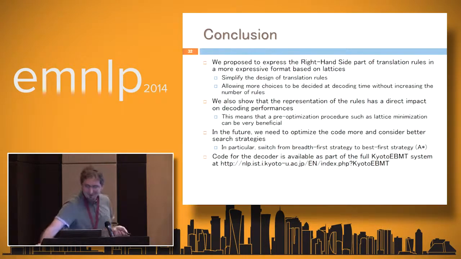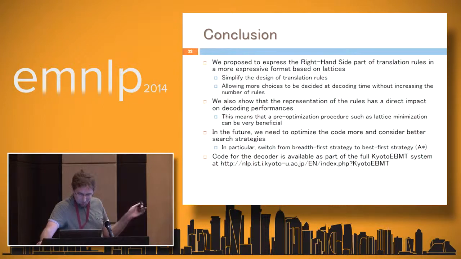I'm out of time, so I'm going to jump to the conclusion. To recap, what we are proposing is to use lattices to express the right-hand side part of translation rules in a way that is both more convenient and allows us to represent many translation options more compactly and more efficiently. We have shown that the representation of the rules has a direct impact on the decoding performance, which I think has not been tried so often before.